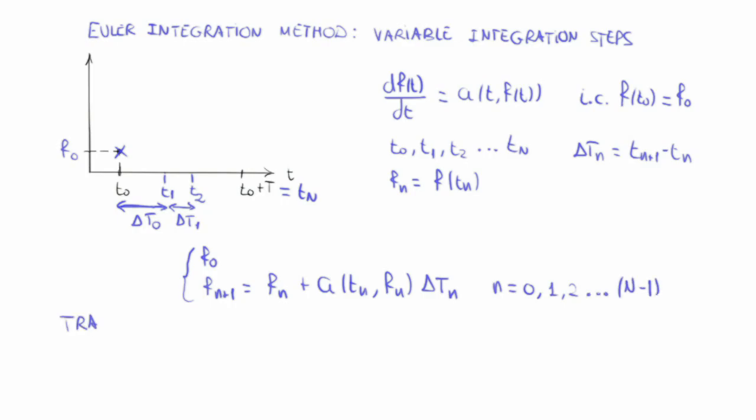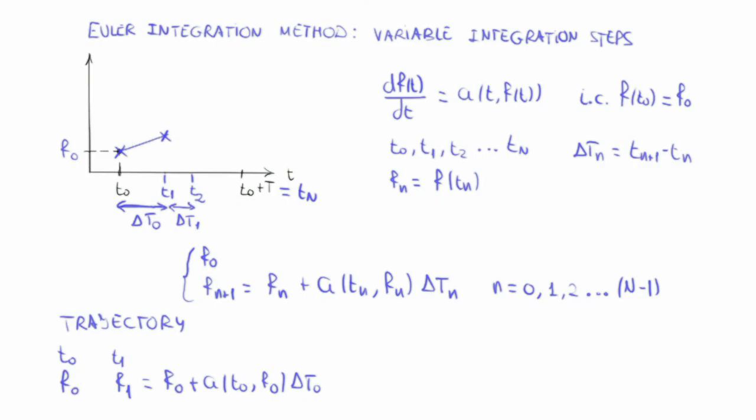Let's see how the trajectory unfolds. At t0, the value of the trajectory is f0. At t1, the value of the trajectory is f1, which is calculated as f0 plus a evaluated at t0, f0 times delta t0. So that would be, let's say, that value.